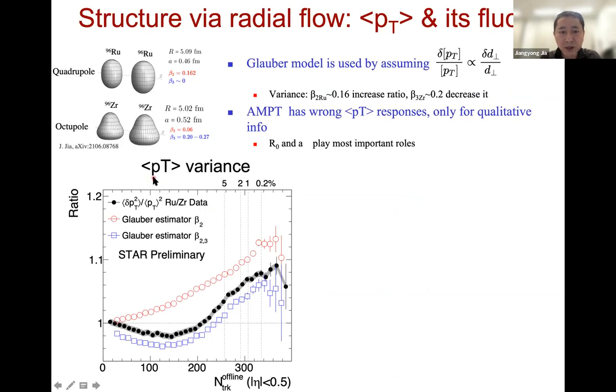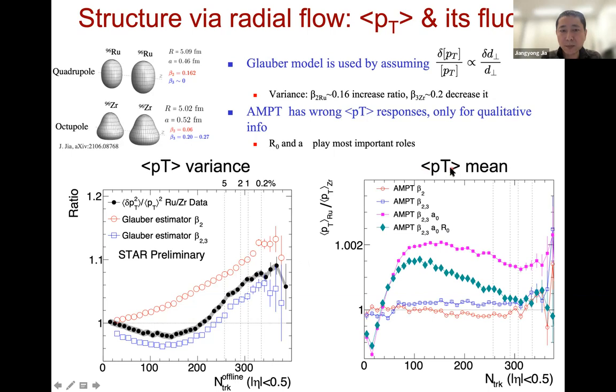We can also look at the PT fluctuation. This is the PT variance. By the way, I don't have a hydro model calculation yet. AMPT has the wrong PT response, so I only look at the global model. In the global model, as I showed you, beta 2 enhances the mean PT fluctuation and beta 3 then decreases it a little bit. You can see in the global model I can produce the trend, but not quantitatively matching the data. People can also look at, instead of variance, the mean value of the PT, and you can see how the different parameters influence this mean PT ratio, okay? Which I will not discuss too much.